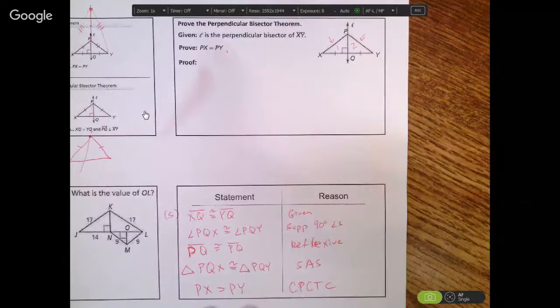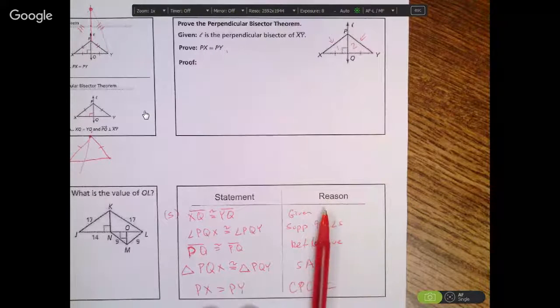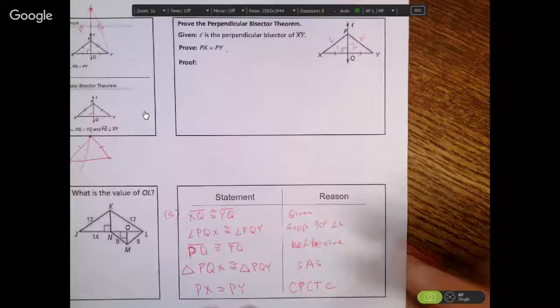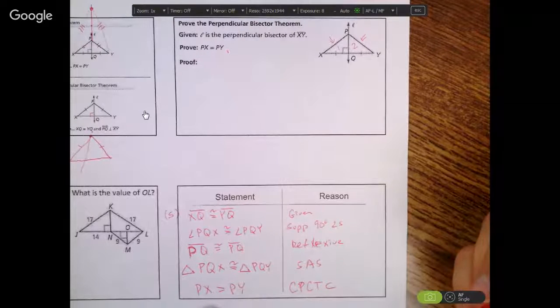If you put a bar on top of that and made it congruent, I wouldn't take any points off. But that's what I'm showing you there. So that's just different. Okay.